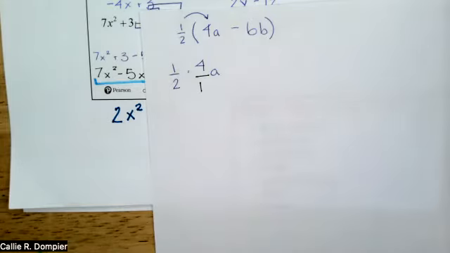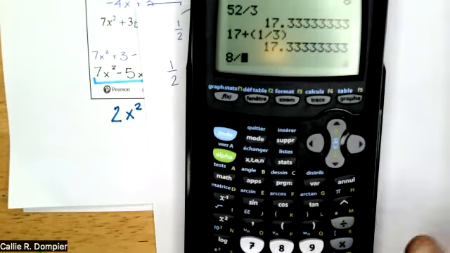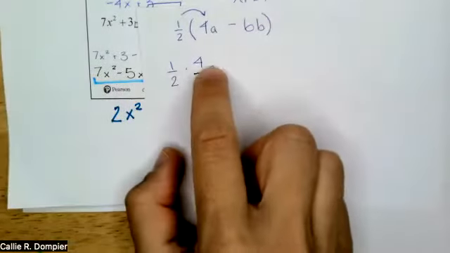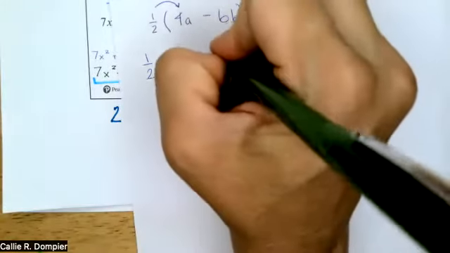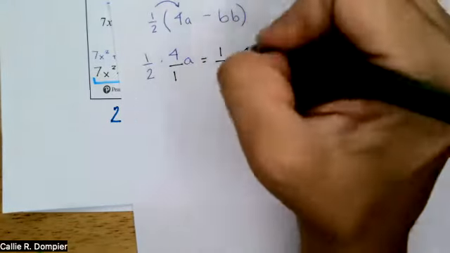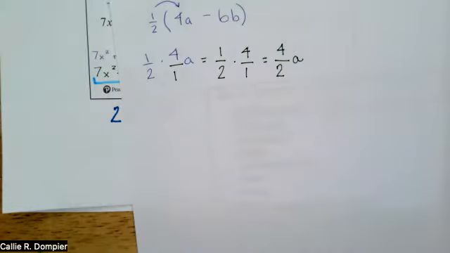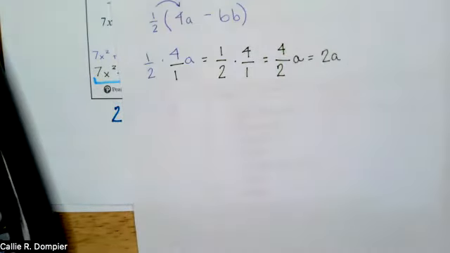But how do you turn 4 into a fraction? Remember, any number divided by 1 is that same number. So I can turn anything into a fraction by just adding a division bar and a 1 below it, okay? So now I can essentially just multiply straight across. So 1/2 times 4/1 becomes 4 times 1 is 4, 2 times 1 is 2, and I bring that a, okay? 4 divided by 2, remember that is always a division bar, is actually just 2. So that becomes 2a. Is that all right?